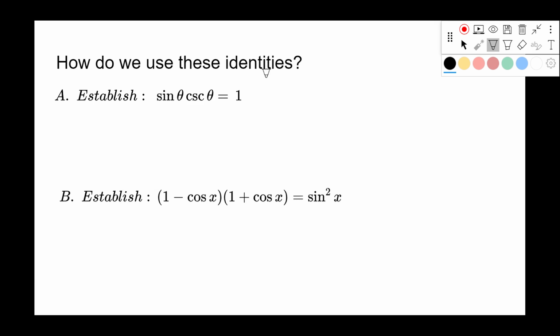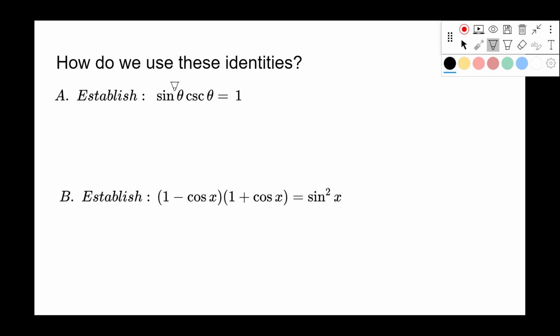So how are we going to use these identities? Here's what I want to do. I want to establish that sine of theta times cosecant of theta is equal to 1. So basically what I'm asking you to do is work on the left side, change the left side around so that your answer is on the right side. You get 1. So basically, it's like your dream question on a quiz. I give you the answer, here's the answer, 1. You just show me how to get it. Okay? That's what we're going to do.